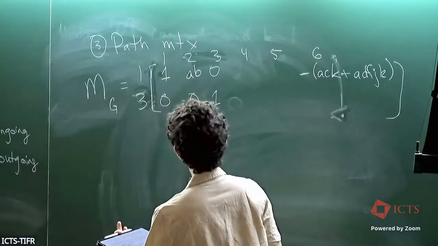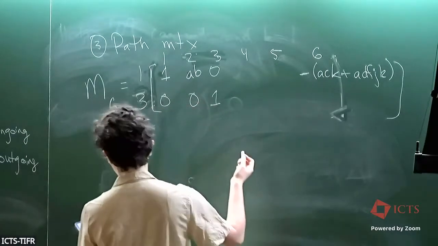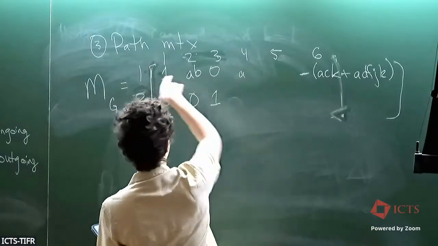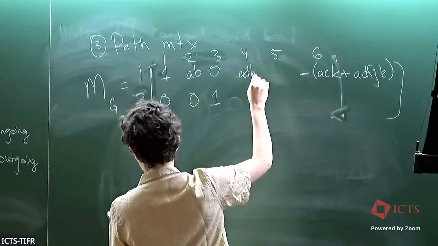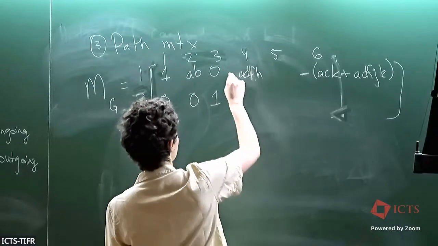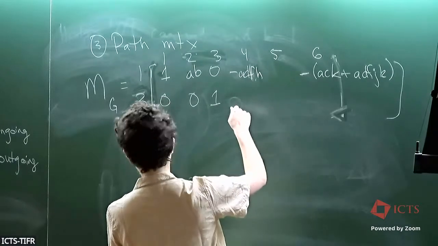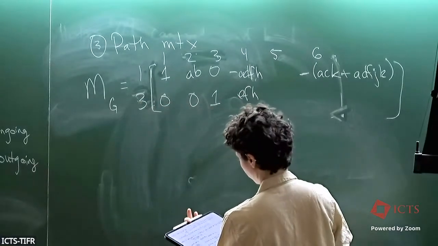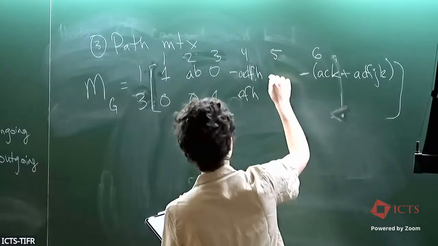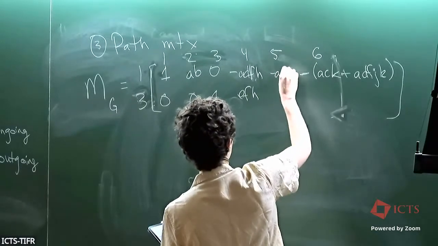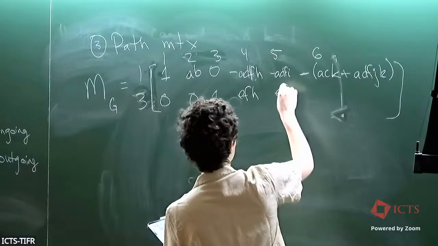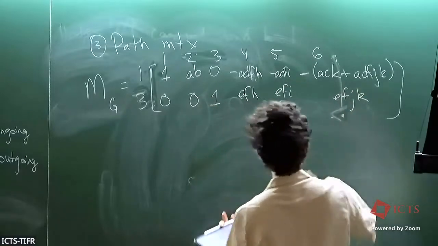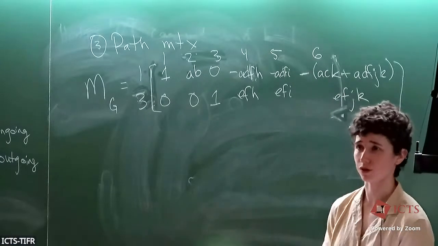Maybe I'll just fill in the rest of this matrix quickly. From 1 to 4, there's one path, it has weight ADFH, and it gets a minus sign for reasons that I won't explain. From 3 to 4, there's one path of weight EFH. And then for 5, we have negative ADFI, and EFI here, and then EFJK here. So if you follow these rules, that's how the rest of the entries fill out.